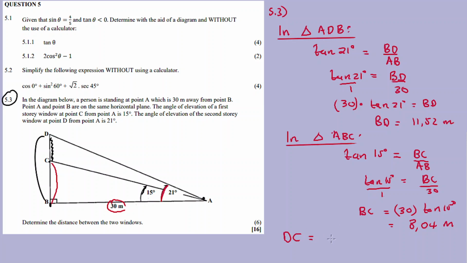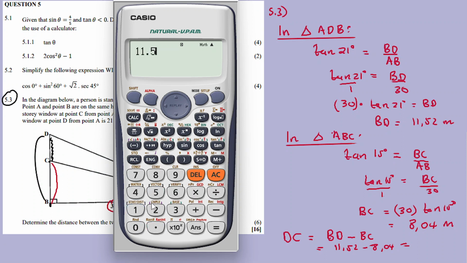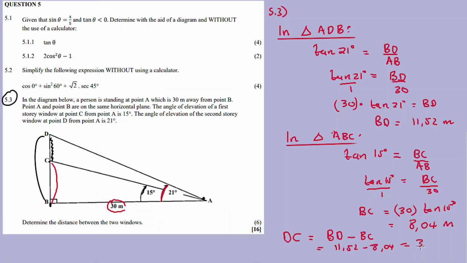Therefore DC is equal to BD minus BC. What is BD? 11.52 minus 8.04 equals, 11.52 minus 8.04. This is our answer again: 3.48 meters.